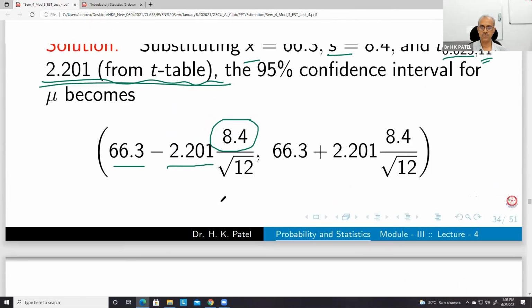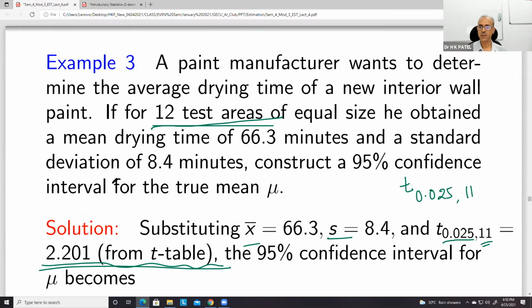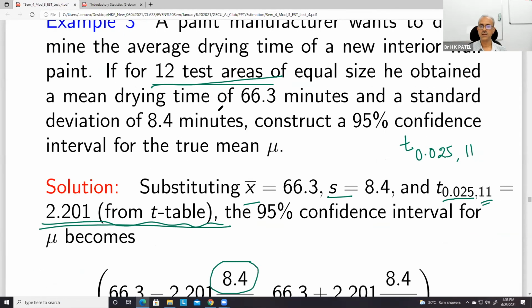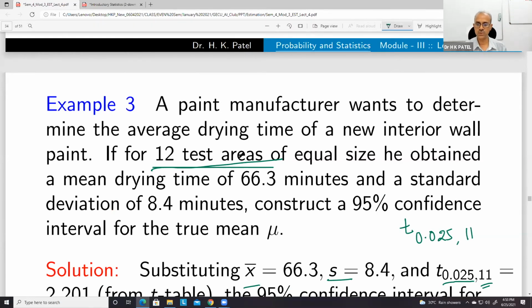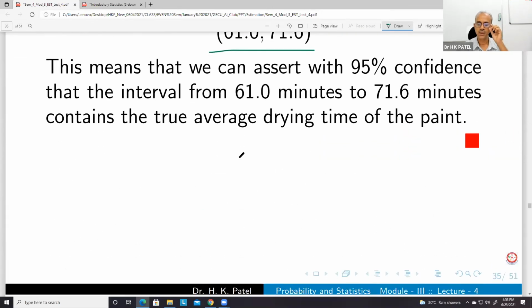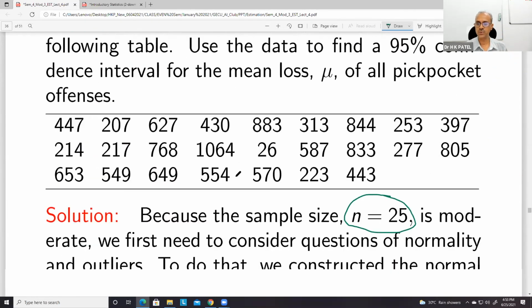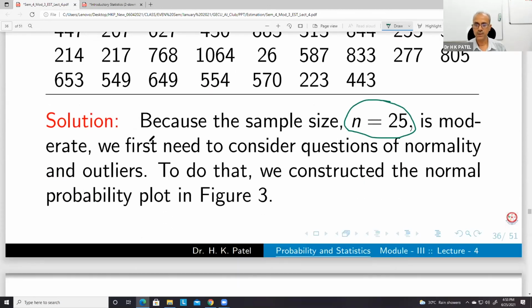So in the last problem, let us just see. Here you can see that nothing is written or given about the normality of the population or the sample. In this type of case, we should first check the condition. So this problem, example 4, we actually do that. Because the sample size is small to moderate, we first need to consider questions of normality and outliers.